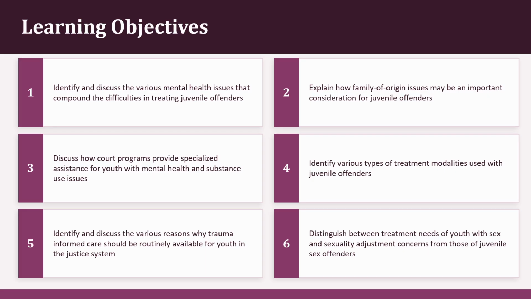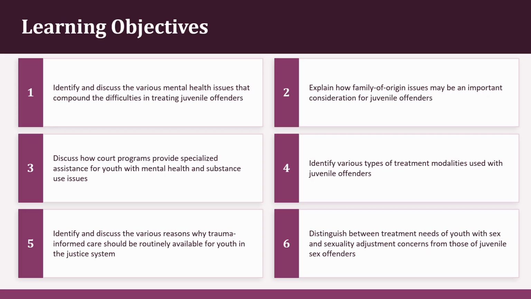Let me walk you through the 6 learning objectives for Chapter 11. The first objective asks you to identify and discuss the various mental health issues that compound the difficulties in treating juvenile offenders. You will see that this population carries a staggering mental health burden, and that multiple co-occurring diagnoses are the rule rather than the exception.